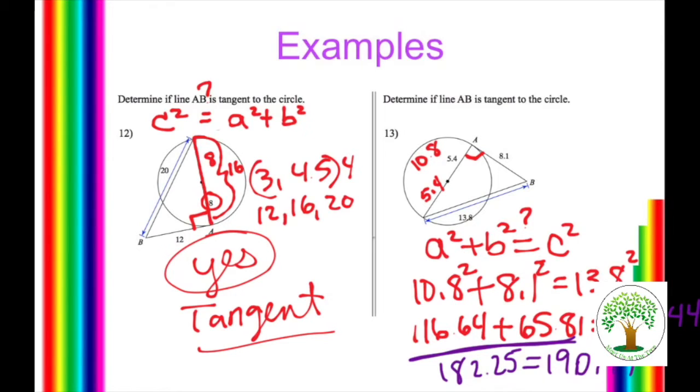Is AB tangent? No, not tangent. So this is one of those things where they have to be equal, and if they're not equal, then it's not exactly a right angle, or it's not in this case. That's it, I'm catching up here.